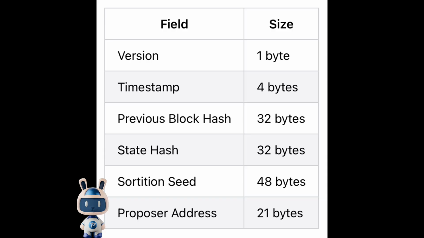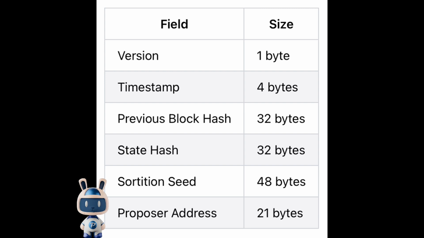Block header. The block header is a data structure in the Pactus blockchain that contains important information about the block. Version is used to track the software or protocol upgrade, and the current block version is set to 1. Timestamp is the time of the block as the number of seconds since January 1st, 1970, Unix epoch. Previous block hash is the hash of the previous block in the blockchain.